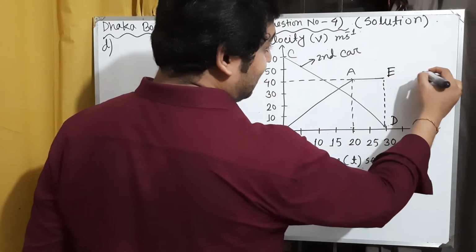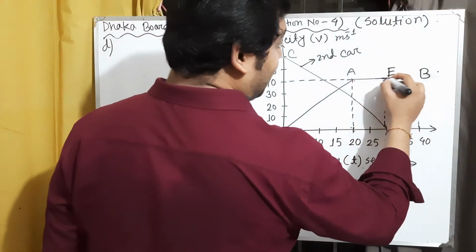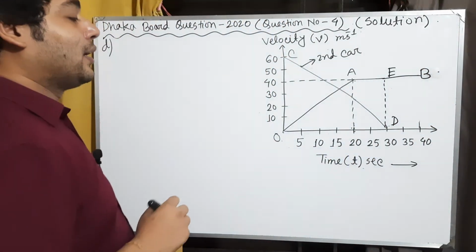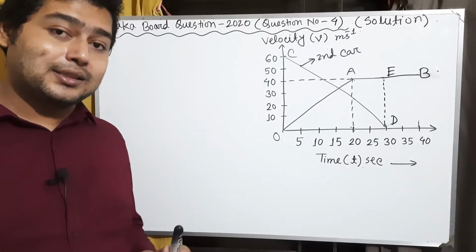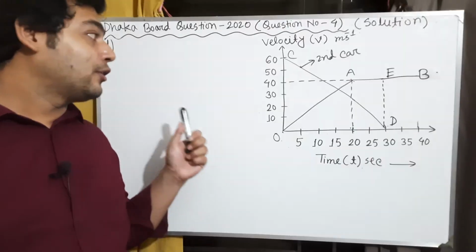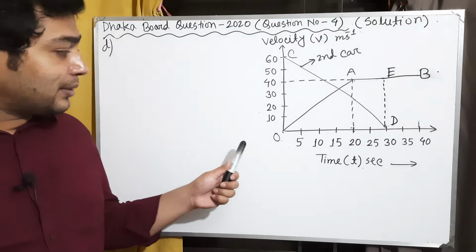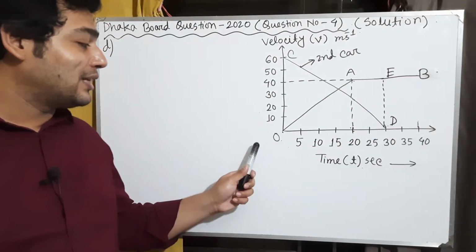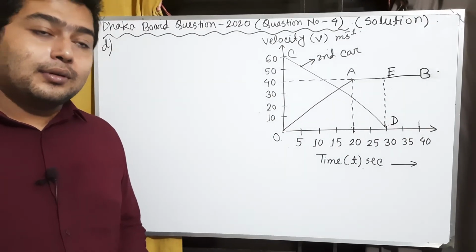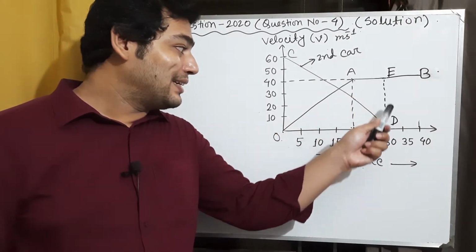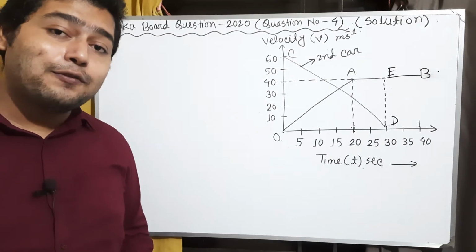Suppose this point is E and this point was B. You need to modify this figure like this, and you should draw this if you want to answer by this process. Here the area of trapezium OAED represents the distance traveled by the first car for 30 seconds.